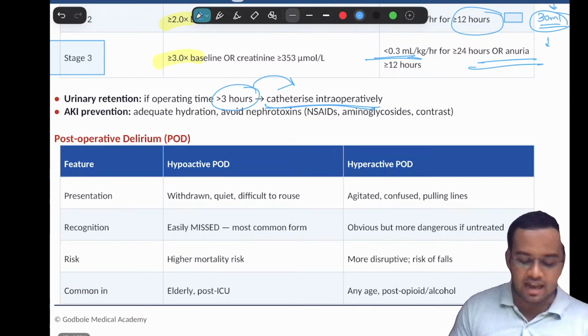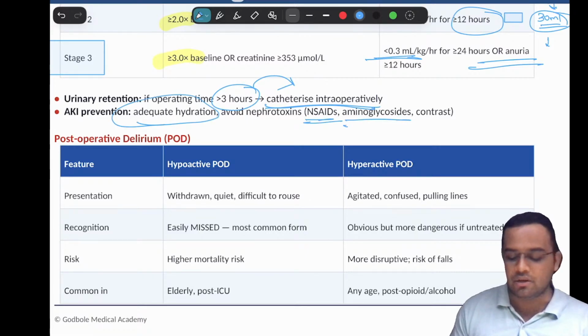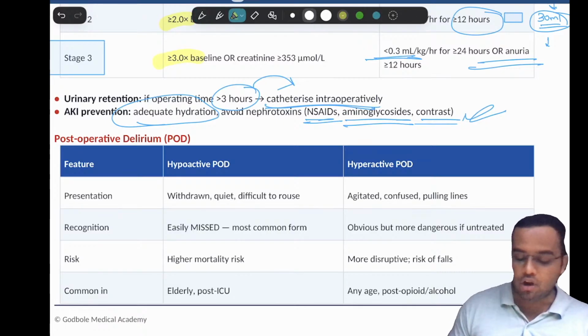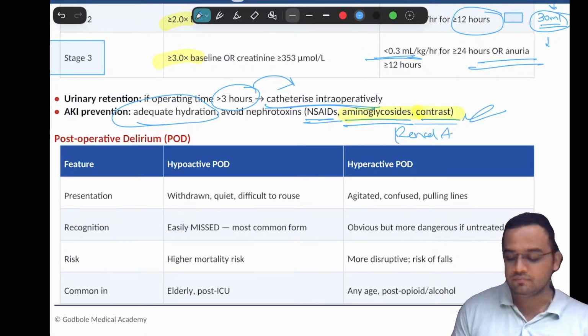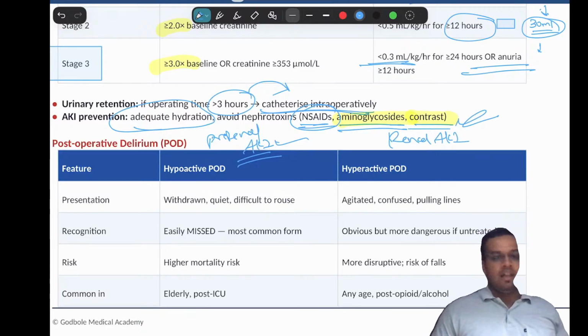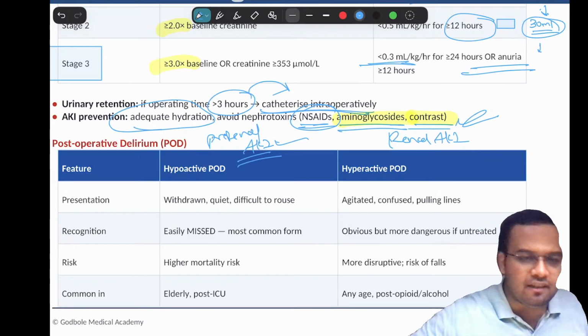And for AKI, adequate hydration is important. And nephrotoxic agents like NSAIDs, aminoglycosides and contrast, use them cautiously. So again, contrast and aminoglycosides cause renal AKI, and NSAIDs are going to cause pre-renal AKI. Then one more short table from the Bailey and Love.